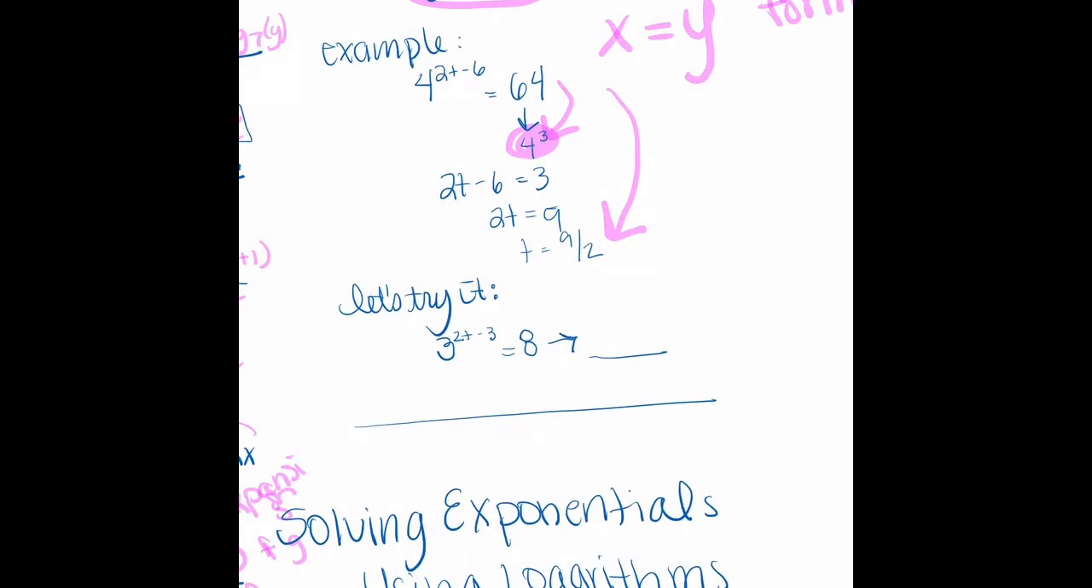Eight is equal to 2 to the third. Some of them will come easier than others. Most of the time, they're not going to give you something that doesn't relatively quickly come to mind. So now I can set 2t minus 3 equal to 3. Add 3 to each side, and get 2t equal to 6, to see that t equals 3.